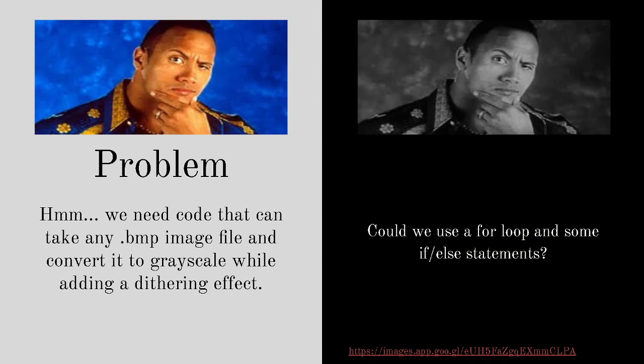So the problem that we posed to ourselves was that we wanted to take any BMP image file and basically just convert it into a grayscale image while also adding a slight dithering effect to it. And we thought maybe we could do this with some for loops and some if-else statements perhaps?